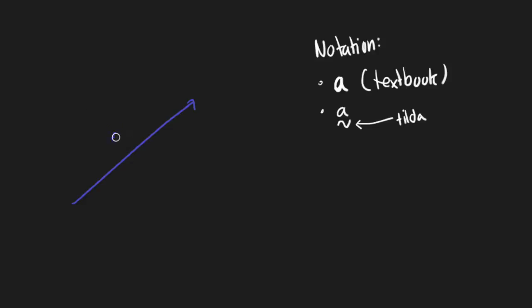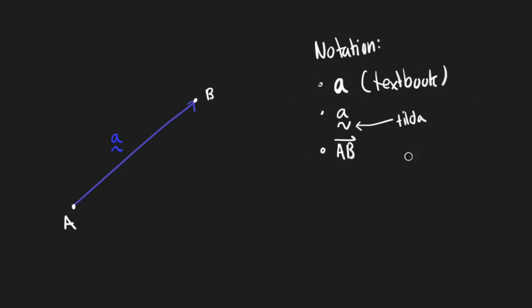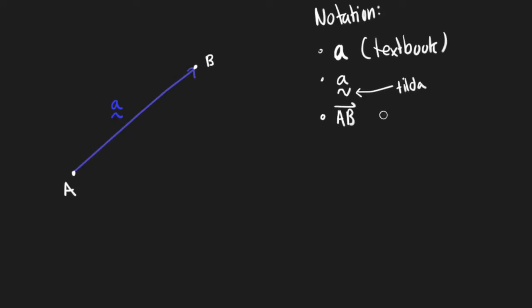So in this case, I'm going to label this A. It's a slightly different shade of blue. Okay, and there's one more way we can represent it, which is by specifying the starting point and the ending point. So for example, let's call this A, and we can call this B. In that case, we would say that this is the vector AB. So those are the different notations that you can use when you're specifying vectors.